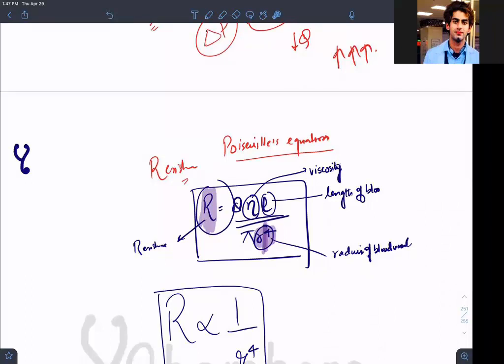And what will be the effect on the blood flow? You increase the viscosity, you will be increasing the resistance. Please listen to the words again. What will happen to the blood flow? Blood flow will decrease. That's a beautiful answer.